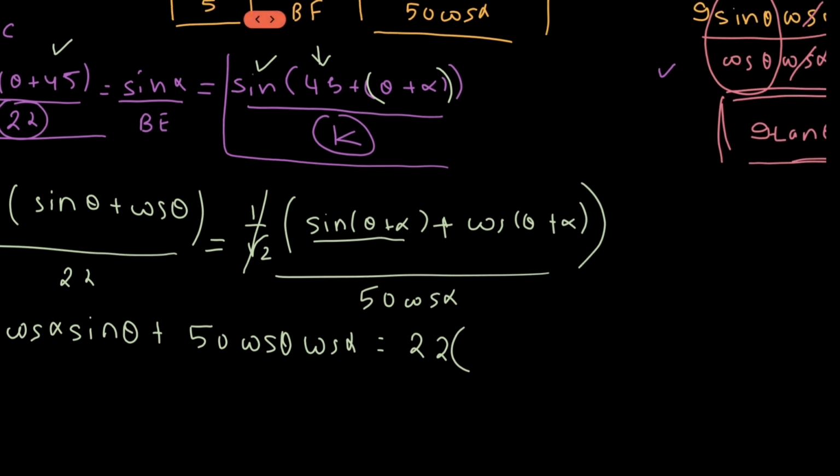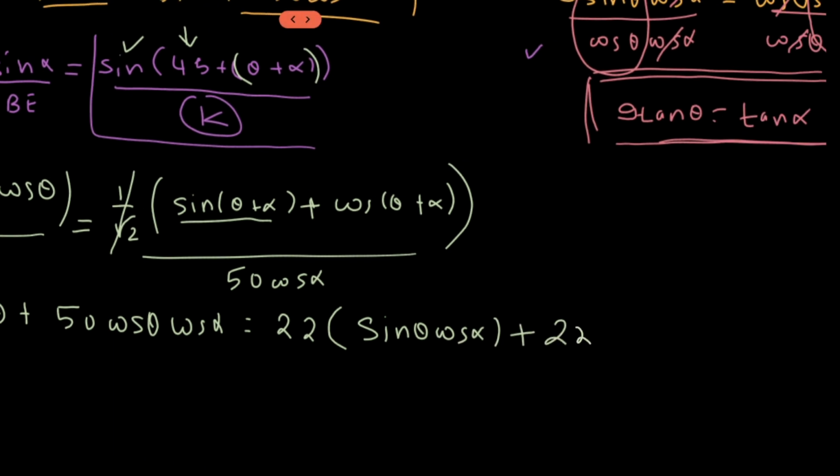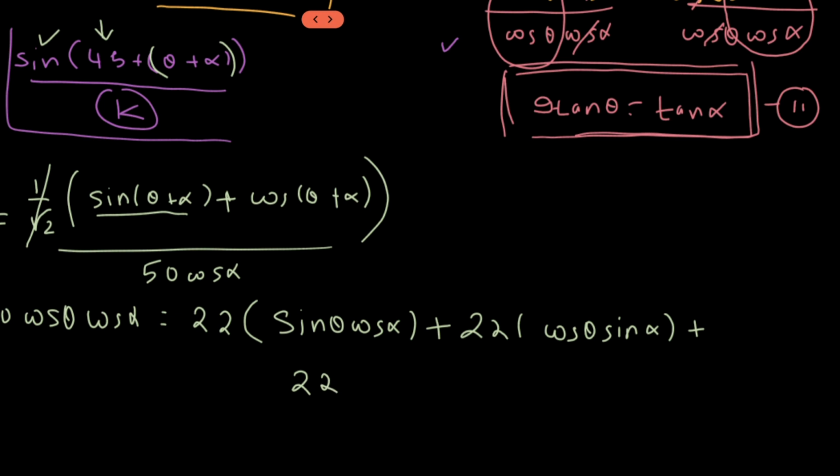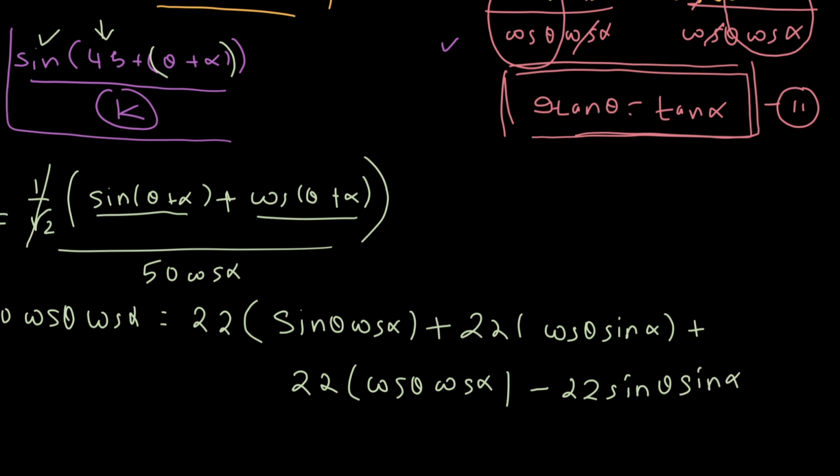So this can be opened up using the trigonometric identity, and it would have a value 22 sine theta cos alpha plus 22 multiplied with the other term, that would be cos theta sine alpha. Okay, and plus 22 multiplied with cos of theta plus alpha, and it would have a value cos theta cos alpha minus sine theta sine alpha. So multiplied with 22 gives me negative 22 sine theta sine alpha. Let me just explain it again. So this particular term and this particular term was the expansion for sine of theta plus alpha, and then I multiplied it by 22.